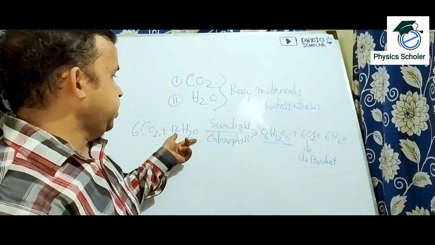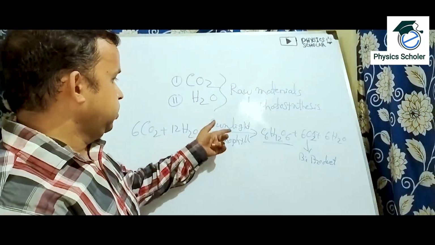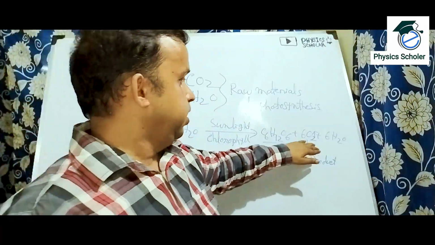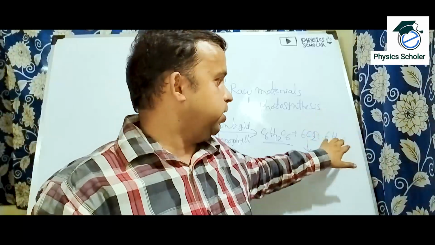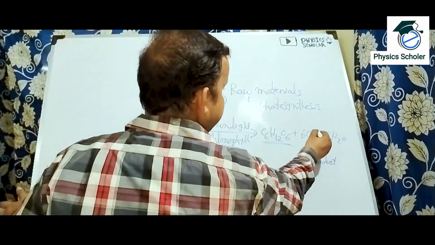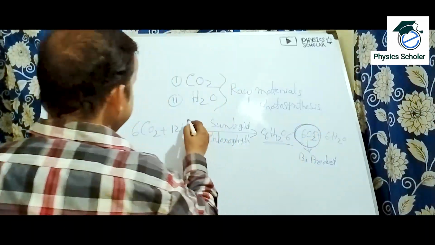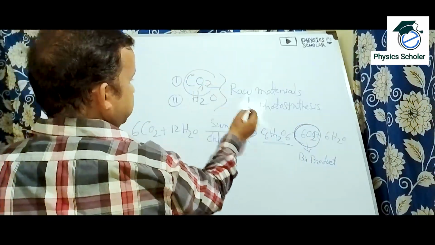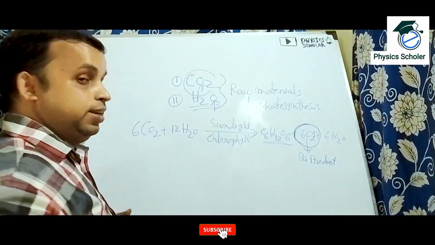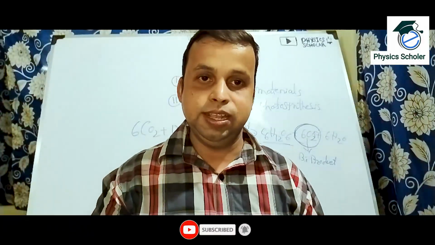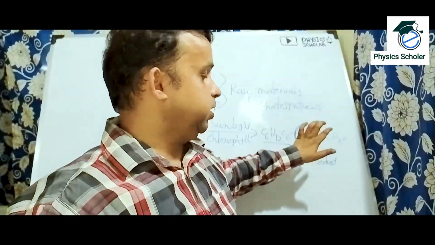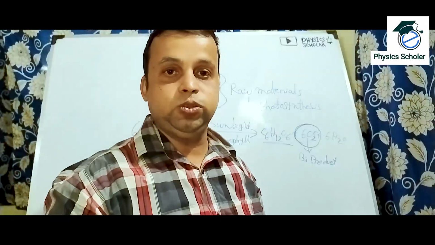So carbon dioxide and water are required. In the presence of sunlight and chlorophyll, glucose will be produced. Oxygen will be produced as a byproduct, as well as water, during the photosynthesis process. Many times the question comes, what is the source of the oxygen? In carbon dioxide the oxygen is there, and in water the oxygen is there. So what is the source of the oxygen that is produced during photosynthesis? The answer is water. This water is the source of oxygen that is produced during photosynthesis.